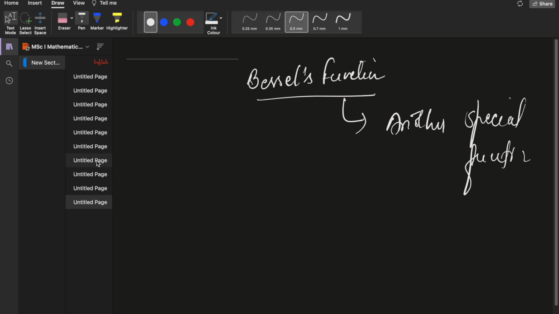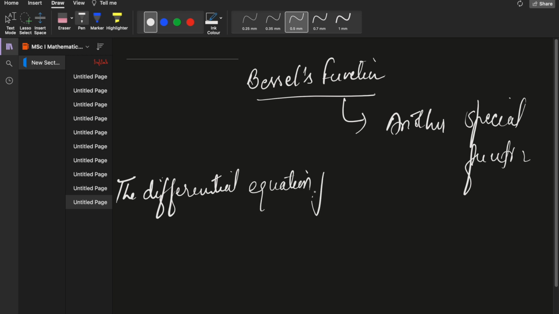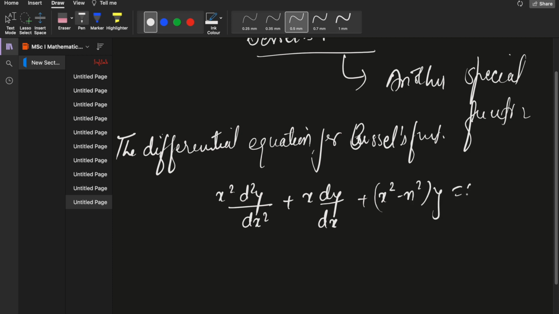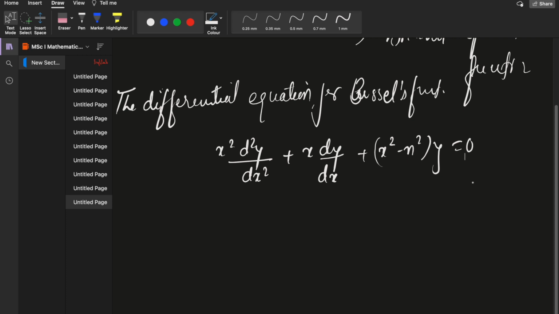So the differential equation for Bessel's function is x square d square y upon dx square plus x dy by dx plus x square minus n square y equals 0, where n is some integer. Let us call this equation 1.